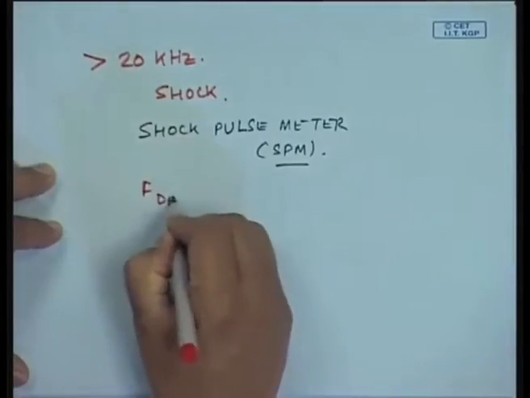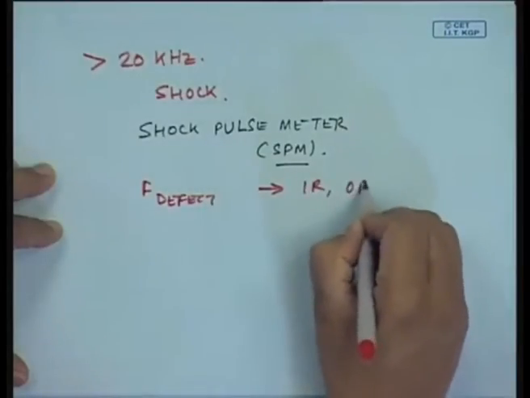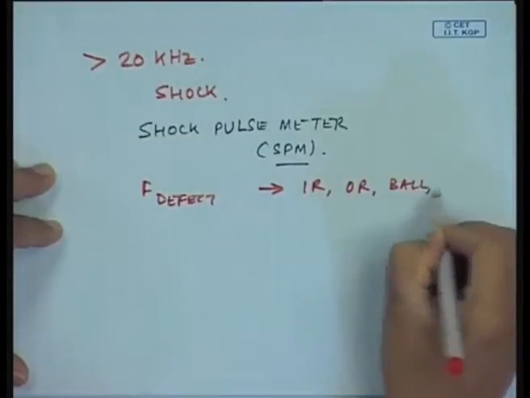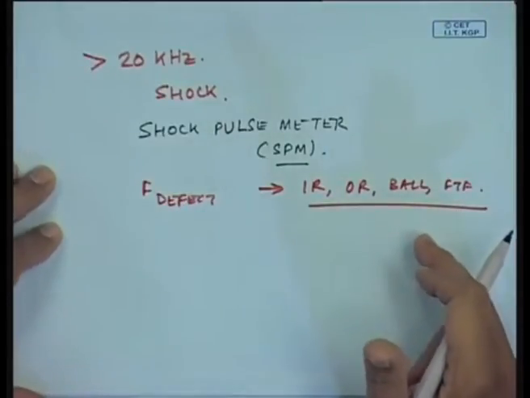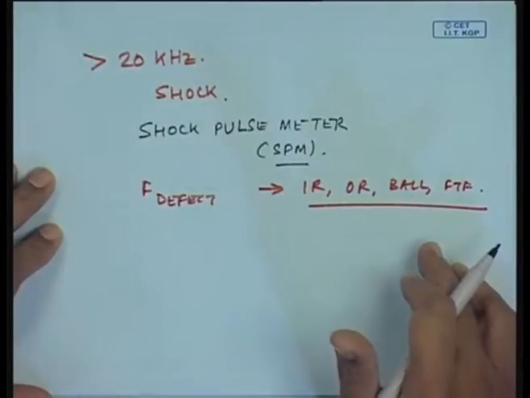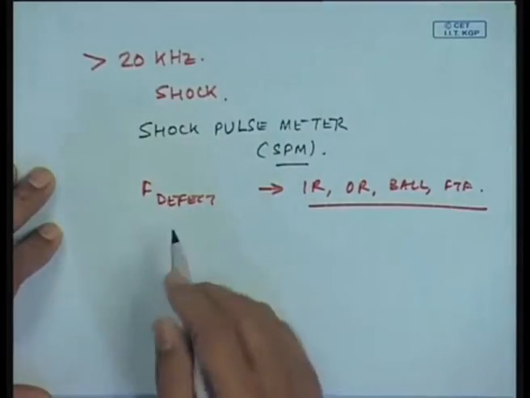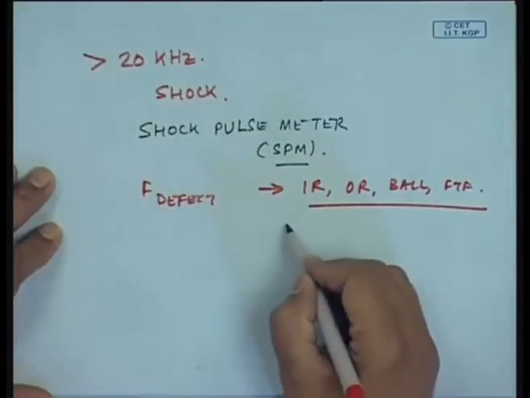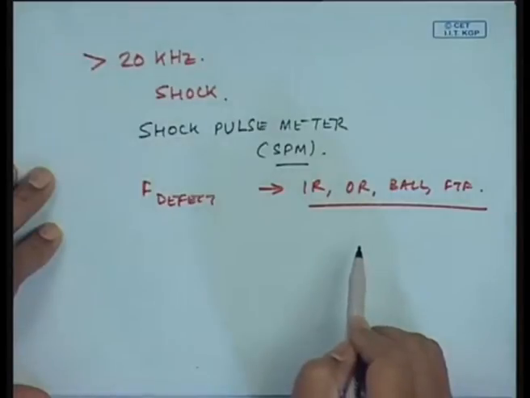So, from the geometry I can calculate the defect frequencies. This could be because of the inner race, outer race, ball or the fundamental train frequency, and I will tell you later on how these frequencies can be calculated. Once these frequencies are calculated, we can then use the envelope analysis or signal demodulation to identify in the frequency spectrum whether these frequencies show up.